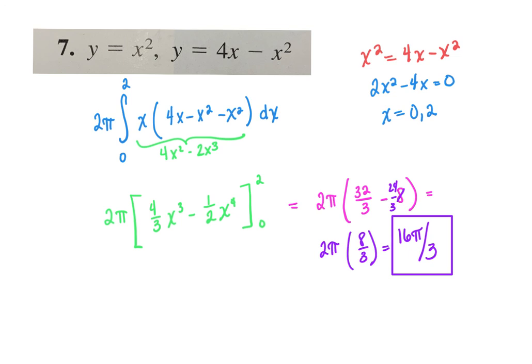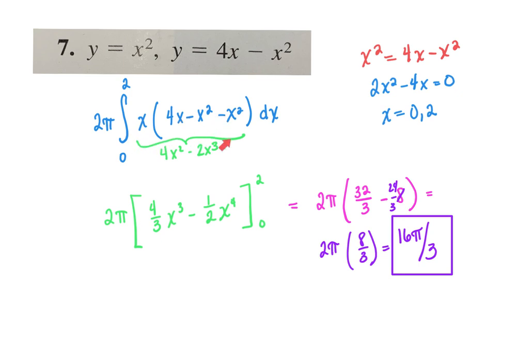So you do have to figure out which function's on top and which function's on bottom. You also had to figure out your boundaries by setting them equal to each other. So I set them equal to each other. Then I figured out between the 0 and the 2 which is the upper and lower of my caps, which is how this works out. The 4x minus x squared is higher than the x squared. So this is my 2 pi r and this is my h.